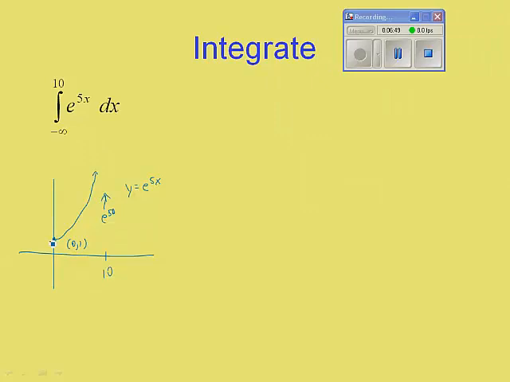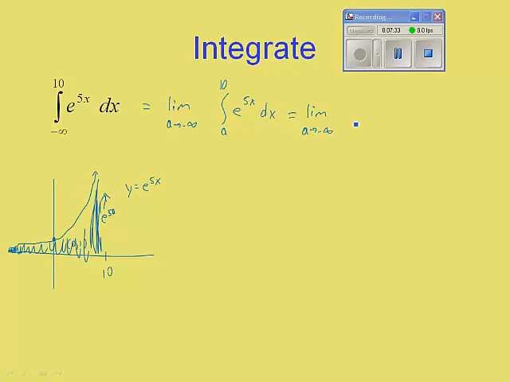But then what happens when you go to the left of this function? Do you know? It approaches 0. Sometimes that's called exponential decay. And it's asymptotic. And that's why this is going to make sense. So we're finding all the area to the left, all the way up to e to the 50th. So this is the limit as a approaches negative infinity of the integral from a to 10 of e to the 5x dx.